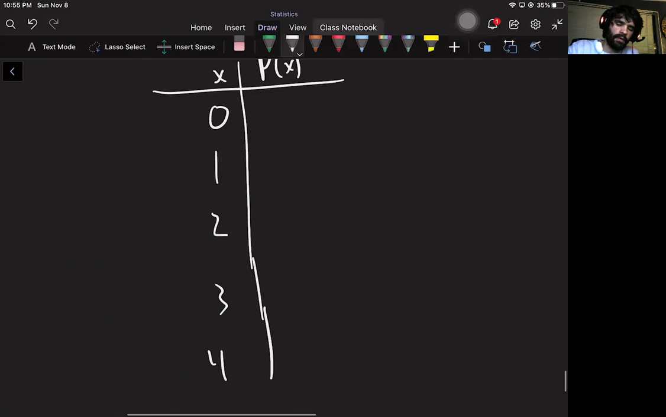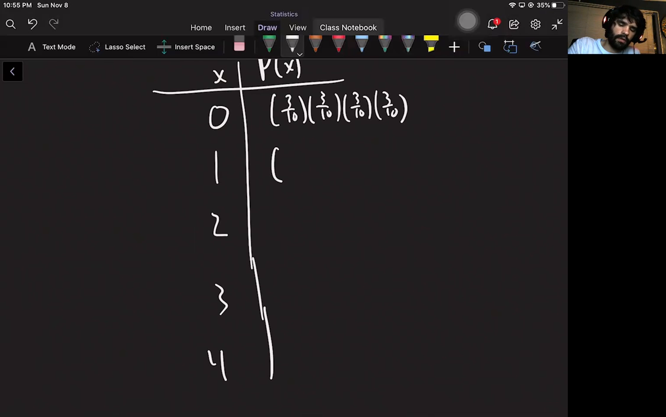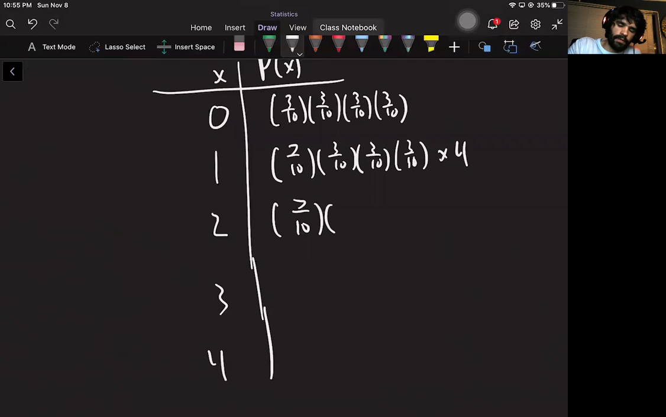And we figured all these out. So 0 was just a bunch of 3 out of 10s, which you can multiply together if you want. 1 is just 1 success and 3 fails. But because there were 4 different ways to do that, I have to multiply by 4. And then there's succeeding twice, failing twice gets me this. And there were 6 ways to do that.